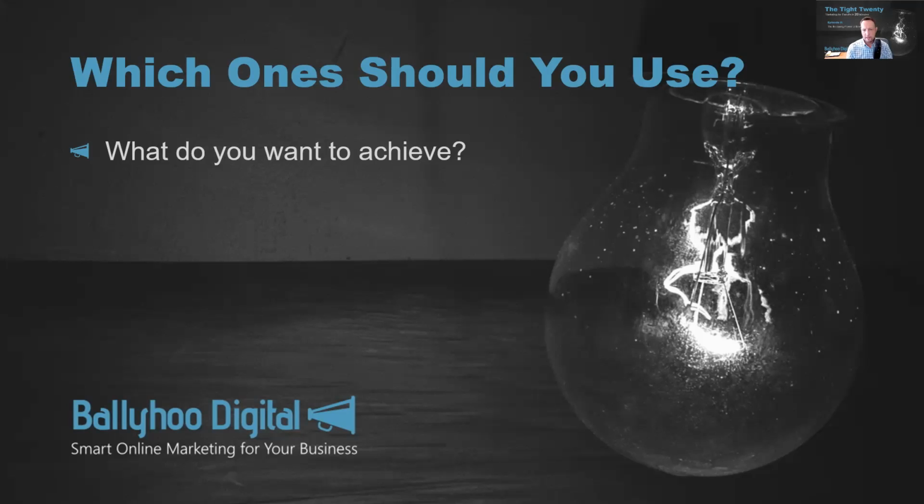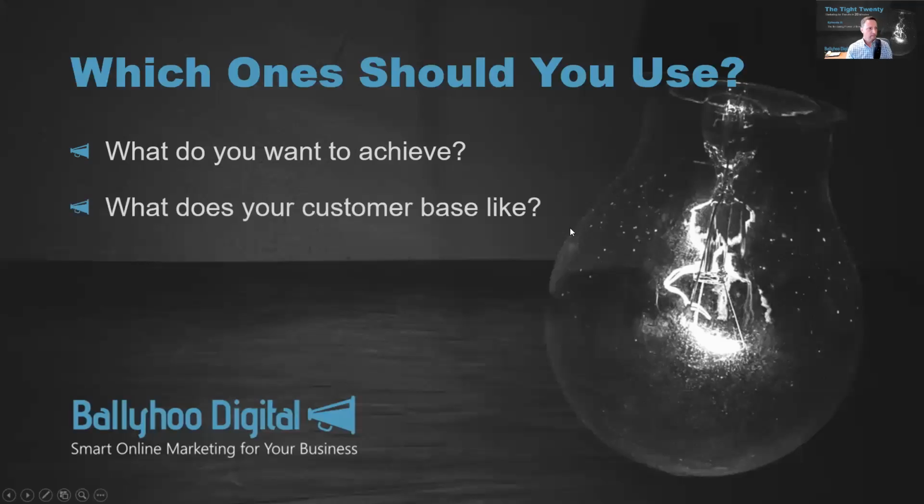So before you start any email campaign or decide which types of emails you want to use, you've got to figure out what it is you want to get out of those emails and be as specific as possible about it. The more specific you are about what it is you're trying to achieve, the better you can tailor the emails toward that objective, and the more effective they will be. So what does your customer base look like? Or what do they like?